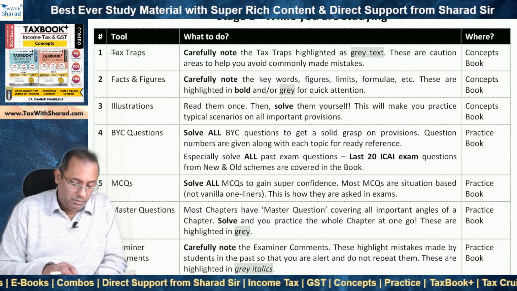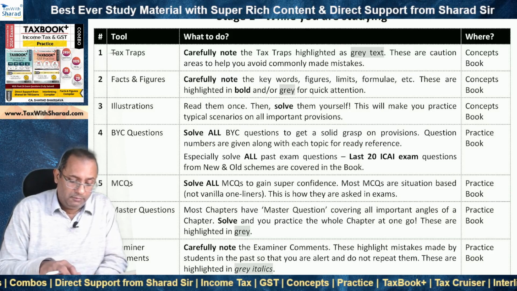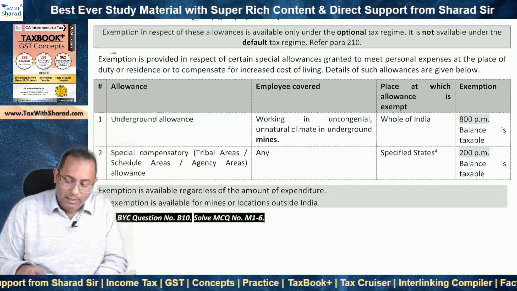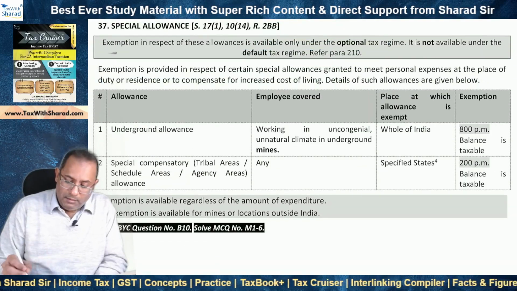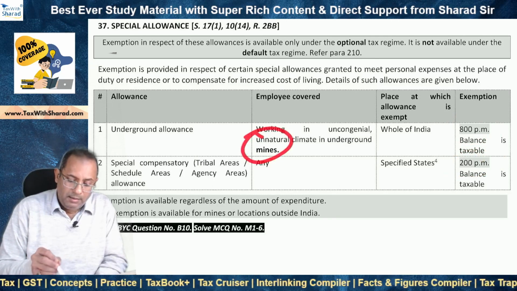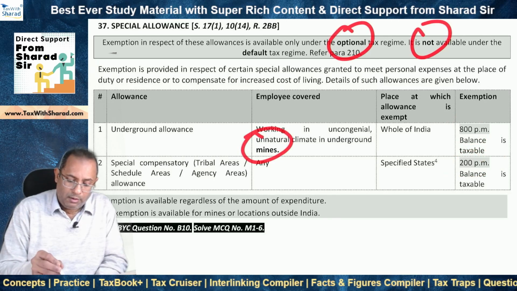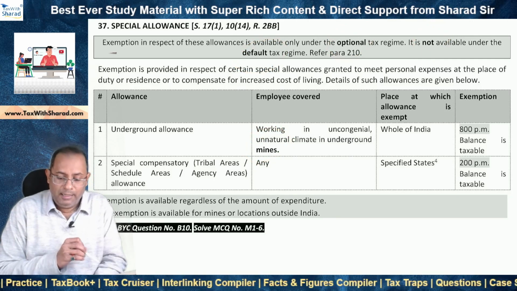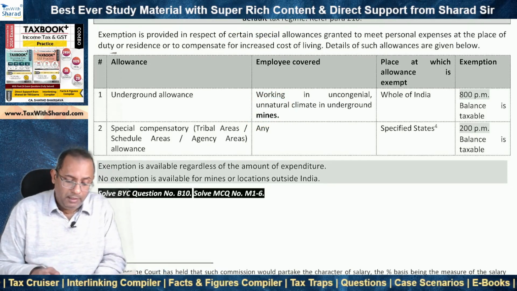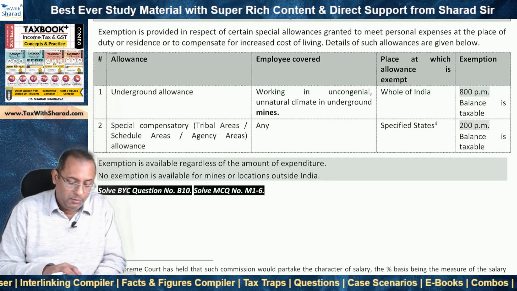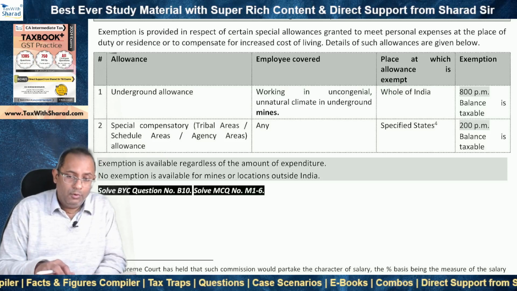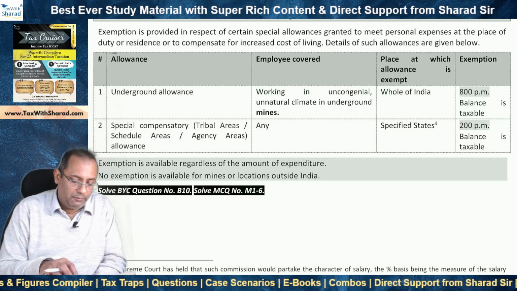So some time back we saw what are these facts and figures and how are these highlighted. So as you can see, 800 per month, 200 per month, mines, optional, not, defaults, all these are intelligent highlights. All these are words which have been highlighted in gray or in bold, and these are really important. And while you are studying, you must very carefully note these, and these will be very handy to you when you want to do a revision in a quick format.